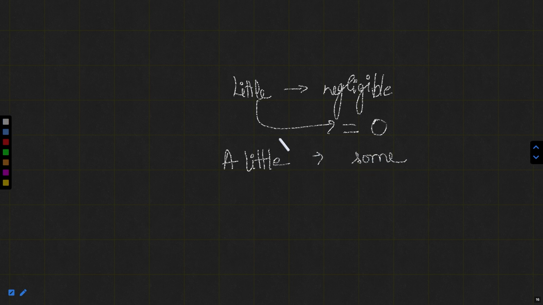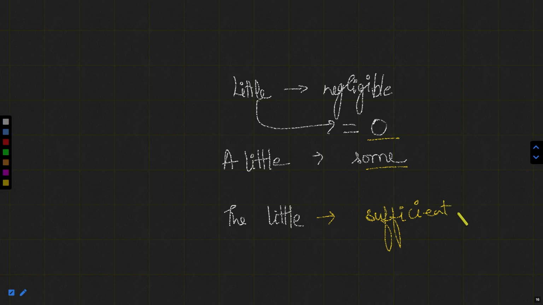So we have three phrases. One is little, another is a little, and another is the little. Now, what is the difference among these three? Actually, little means equivalent to 0, a little means some, whereas the little means adequate or sufficient. For example, if a person is very hungry, and if he gets a lot of food to satisfy his hunger, that means he got the little food. The little food which can make him satisfied.